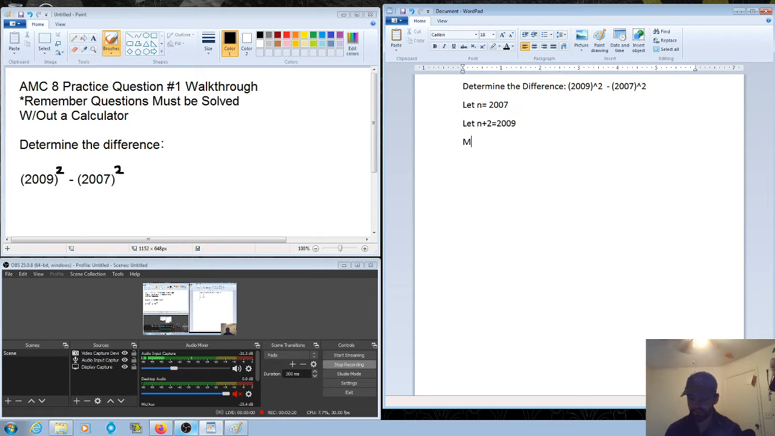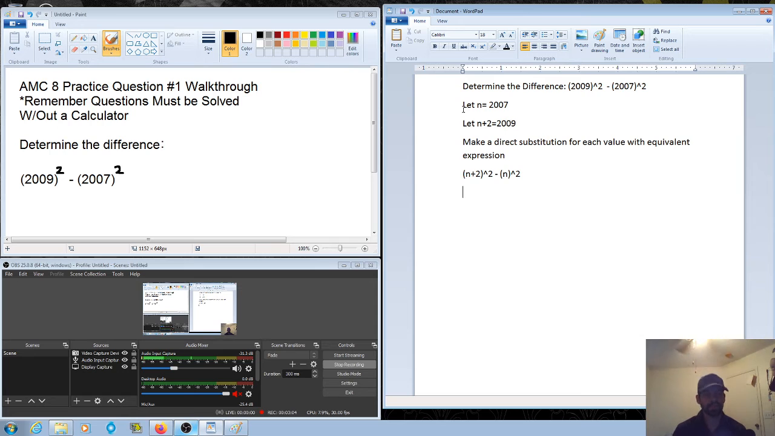And then the next step, I'm going to make a direct substitution for both of the values, 2007 and 2009, with their new equivalent variables and expressions. So this is now going to become the quantity n plus 2 squared (sorry, I have to use a caret for the exponent), minus n squared.